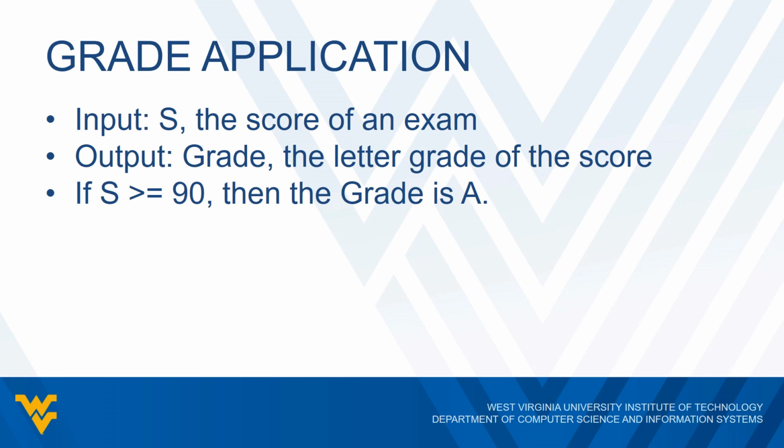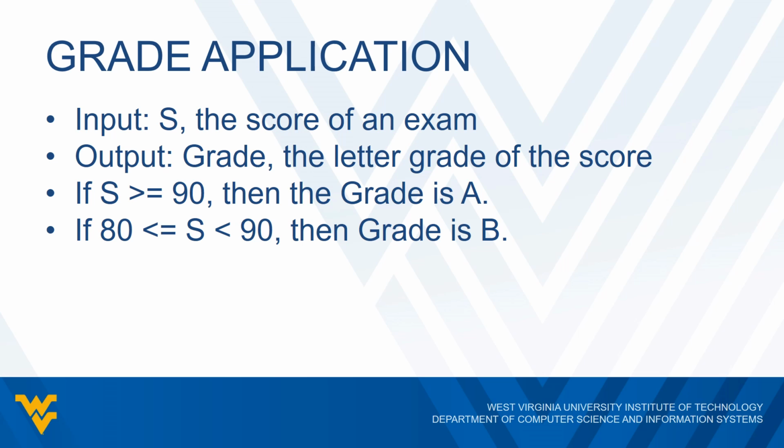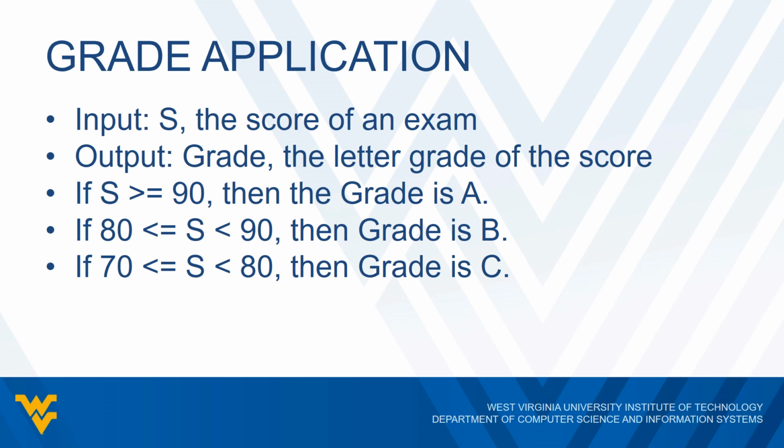Now, if that's true, we get an A. If it's not true, then it could be something else. So let's take a look at another case. Well, if S is between 80 and 90, so specifically it has to be greater than or equal to 80 and strictly less than 90, then our grade is going to be a B. Now, if this is not true, could it be a C? We have to check to see if S is greater than or equal to 70, or, as we see here, 70 less than or equal to S. Either one's fine. And then we'd also have to see if S is strictly less than 80. If that's true, then our grade is going to be a C.